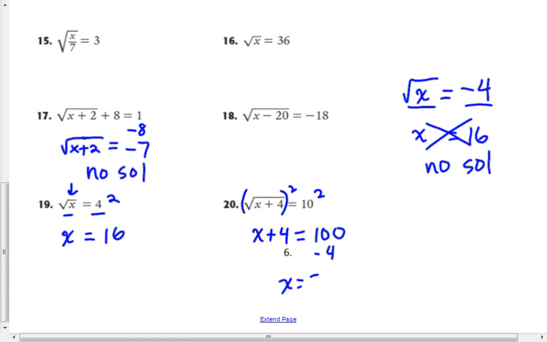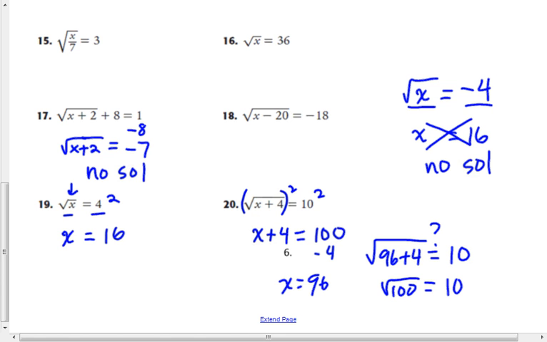And then we'll just check that. Is this true? 96 plus 4. Square root of that, is that equal to 10? And that's 100. And so the positive square root of 100 is 10. That's true. All right. That's it for this lesson. Go ahead and go back and do those ones I asked you to do. And we'll talk about this next time we meet in class.